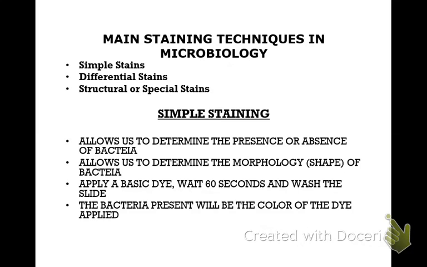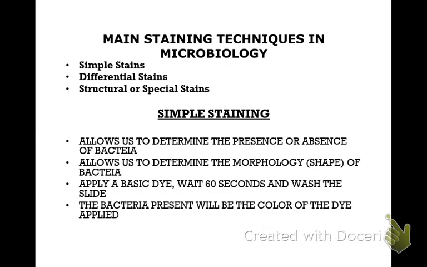Okay, so in microbiology, we've got 3 different kinds. We've got simple stains, which is what's on this slide, so I'll go ahead and talk about it. It's just coloring the bacteria. You can see if it's there, the shape of it, the morphology of it, and the count, basically the presence and the morphology. You're just going to do a basic dye, wait 60 seconds, and then you'll be able to tell.